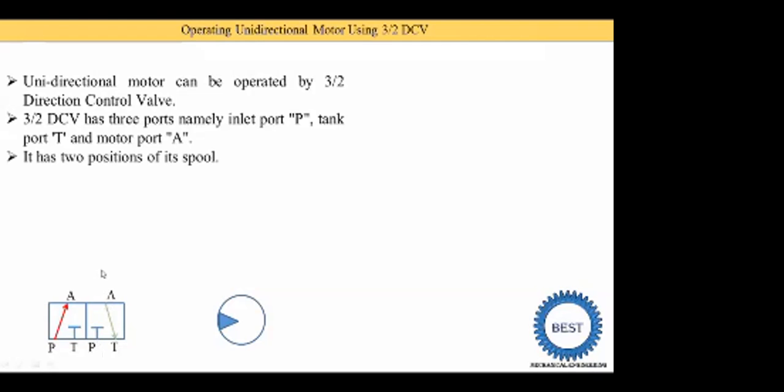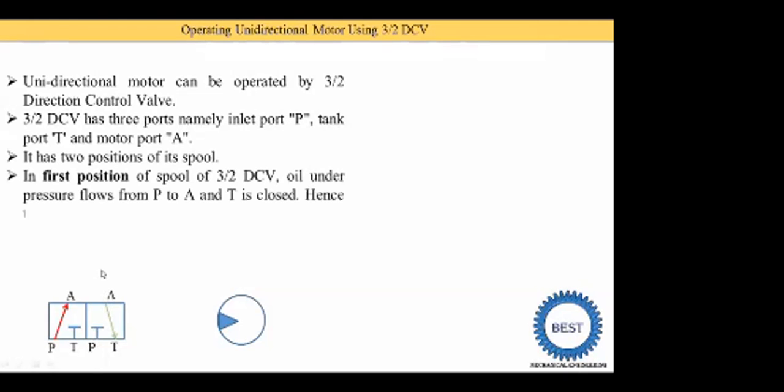Now we move towards the diagram and understand what the first position and second position are. In the first position of the spool of the 3x2 DCV, oil under pressure flows from P to A and the T port is closed. Here you already see that oil flows from P to A and the T port is closed. Hence the shaft of the motor runs.